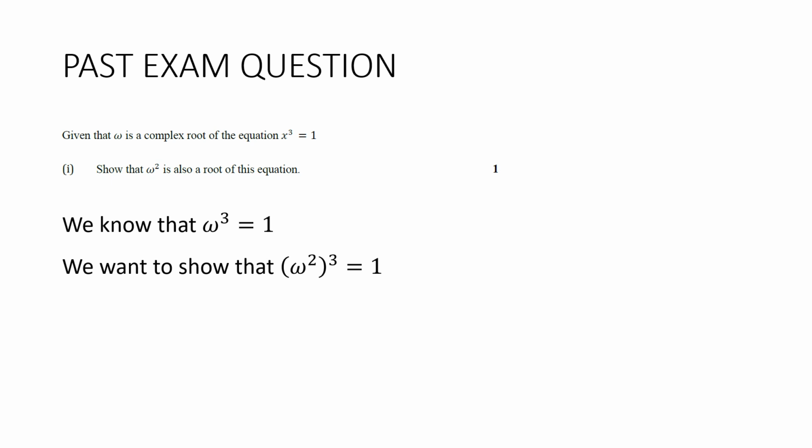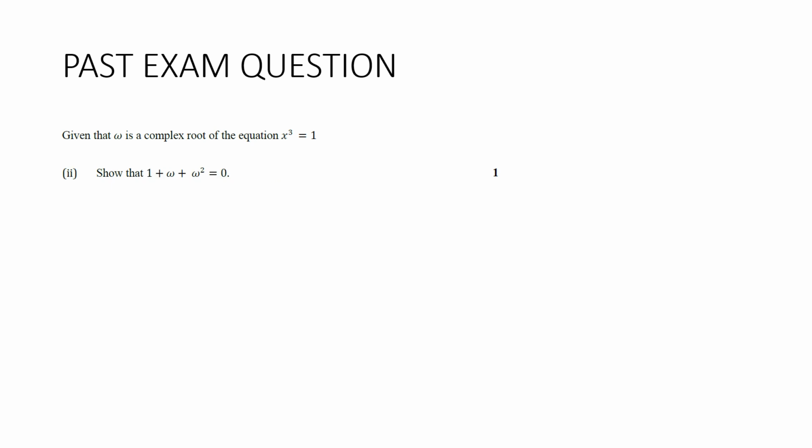So let's start with omega squared all cubed. Well, that's the same as omega cubed all squared, isn't it? And we know omega cubed is equal to 1, so this is equal to 1. So therefore omega squared is a root of the equation. Part 2: show that 1 plus omega plus omega squared is equal to 0.